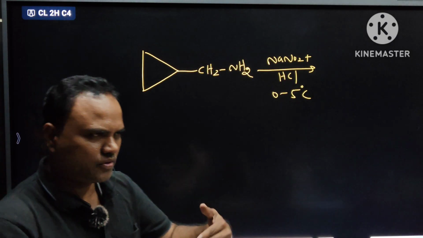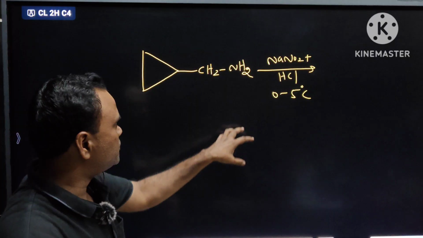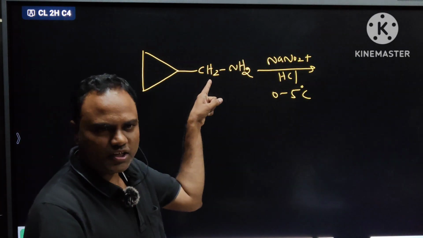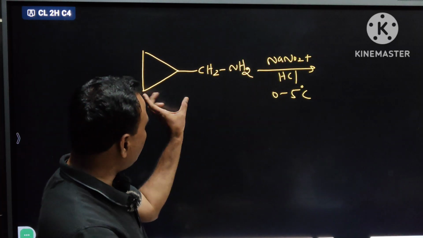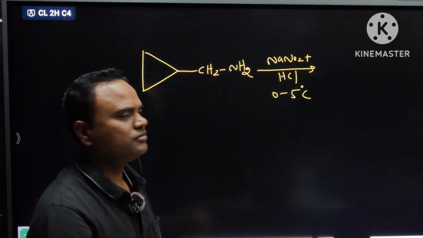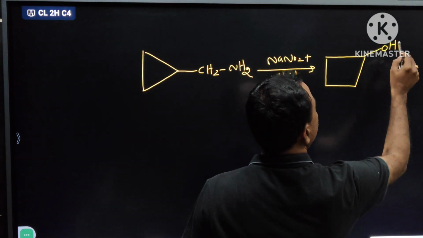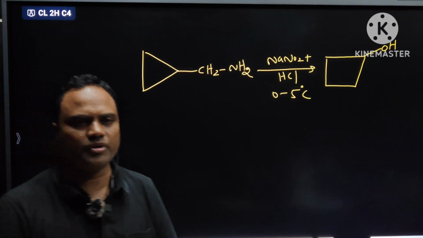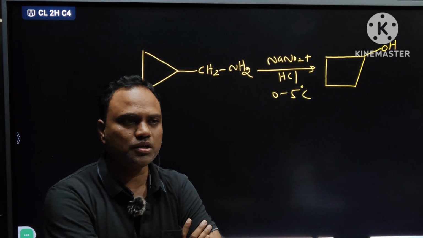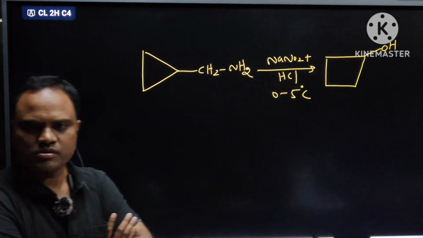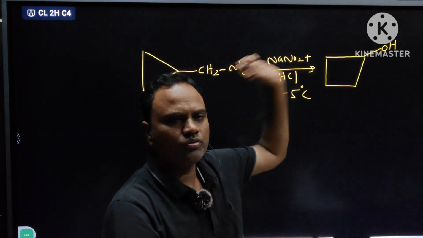Yes. See, if you go with the normal mechanism, we remove this, where a carbocation is formed. OH, Cl, and alkene also. But see, let us focus on the major product. Cyclobutanol is the answer. Very, very important. Let us see the mechanism. A 3-membered ring is converted to a 4-membered ring.